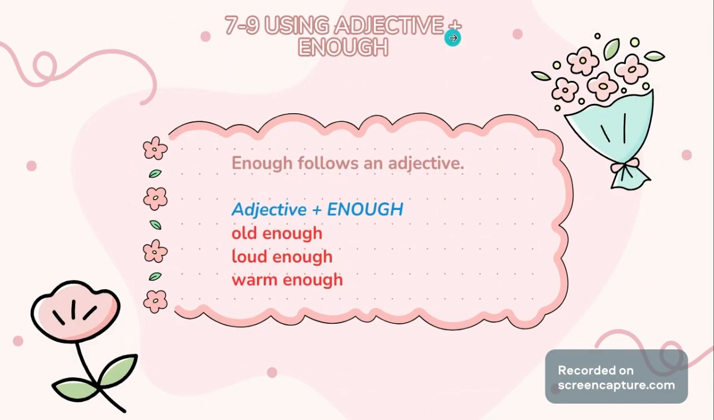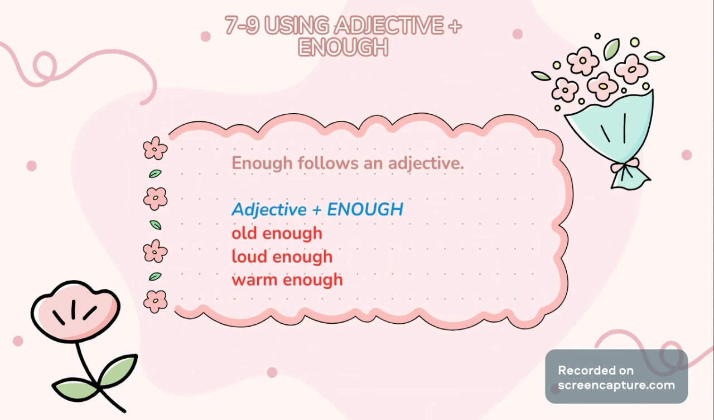Using adjective plus enough. Enough follows an adjective, for example, adjective plus enough. So: old enough, loud enough, warm enough.